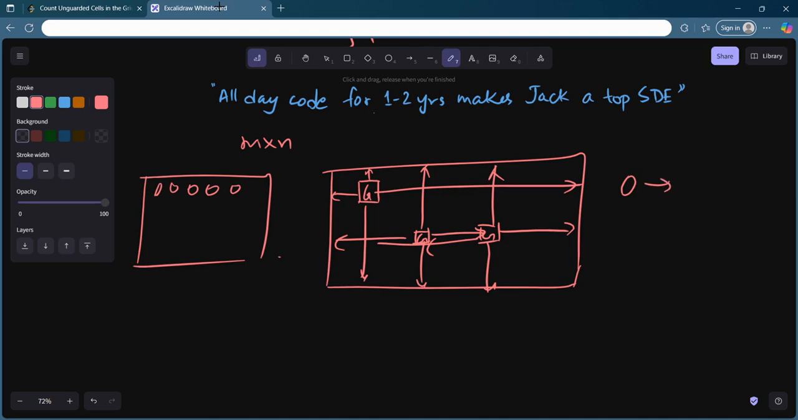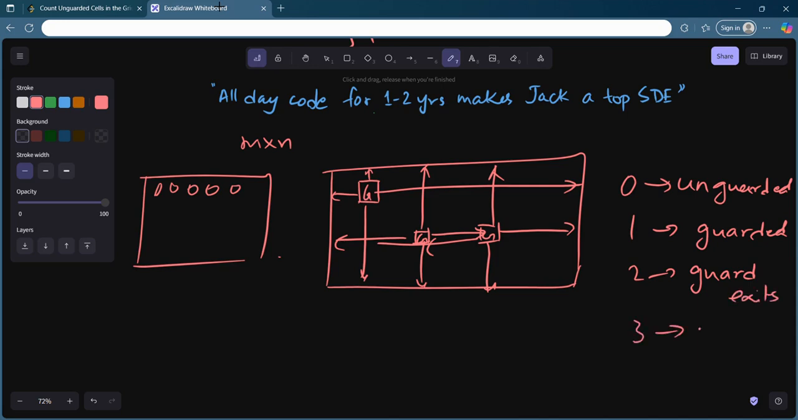So 0 means unguarded. Initially you can keep all your cells as unguarded, and let's say 1 you can keep as guarded. 2 you can keep to mean that a guard exists at that point, and from this point the guard will go on. And a wall exists as well. Okay, so I hope you understand. Guarded is nothing but the red cells which are there in the problem.